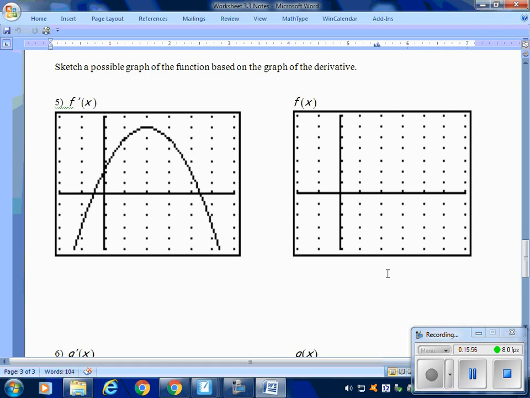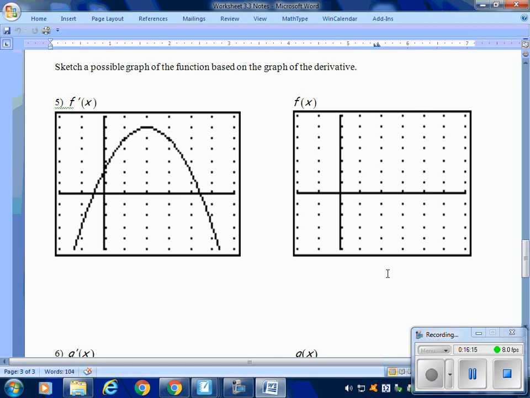A cubic. There we go. So we've got to figure out what this cubic is doing and how we are going to illustrate it. Now, the one thing we don't know is where to put our vertexes and our mins and our maxes and inflection points. We just estimate them.